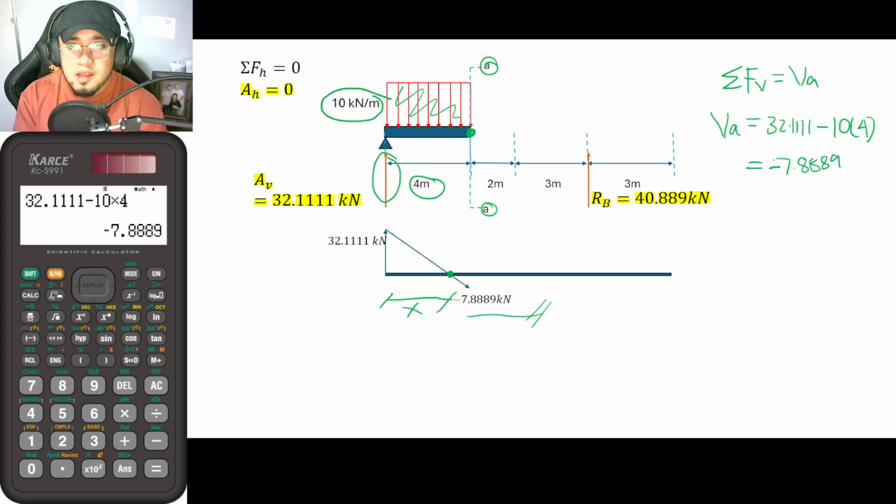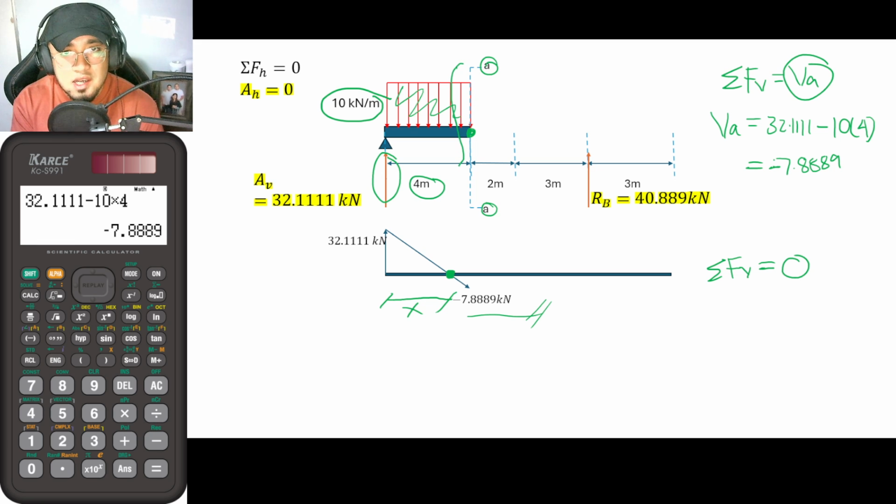Okay, so again, summation of forces vertical. So what is the answer at this point? What is the shear here? What is the value of VA or of V at this portion? So that is now equal to 0. Okay, so suppose that you would be cutting once again a section here.